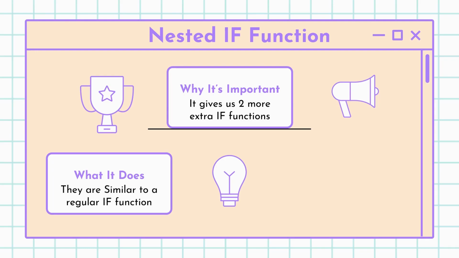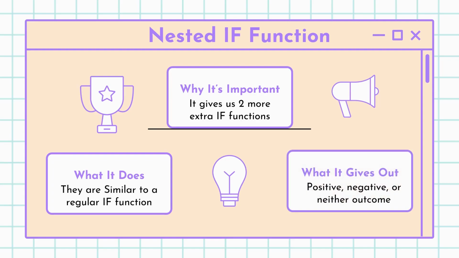This function is used if there are three possible outcomes. That means you will either have a positive, negative, or neither outcome when using the nested if functions.